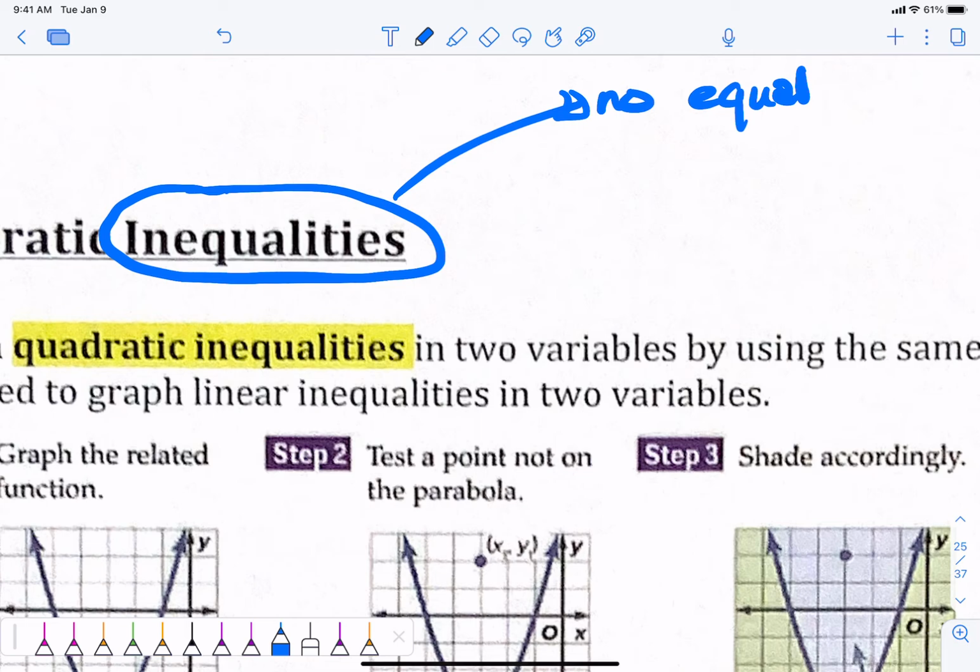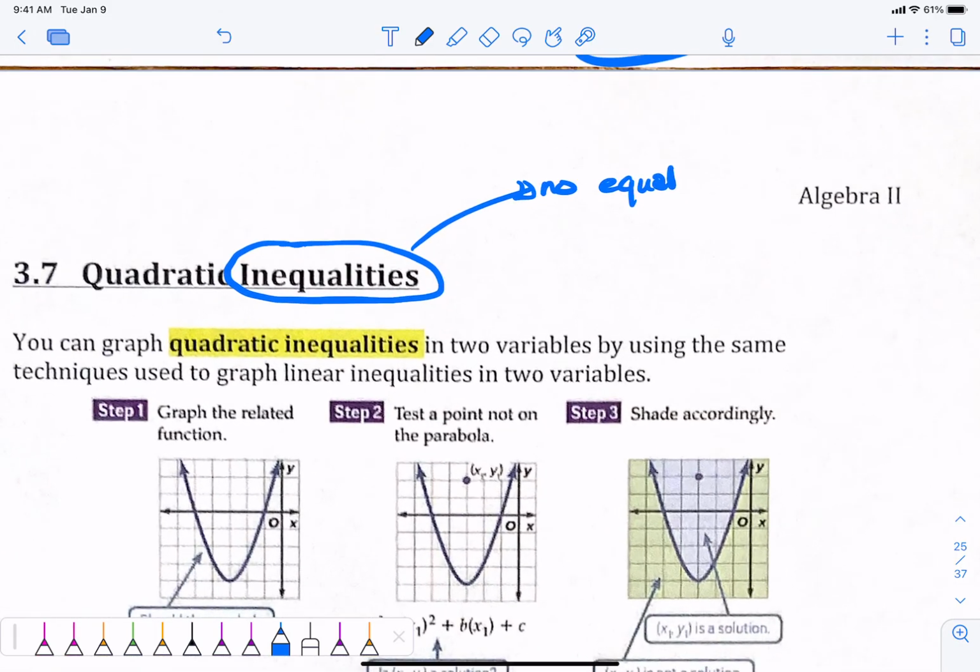Anyway. All right. So we've started section 3.7 notes, and this is quadratic inequalities, and we started by saying that inequalities means not equal. What is it if it's not equal? It is unequal.